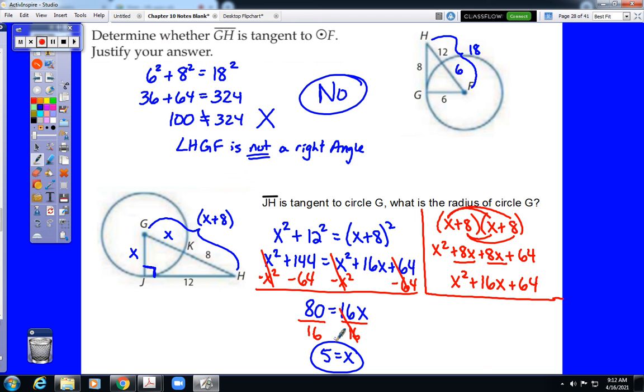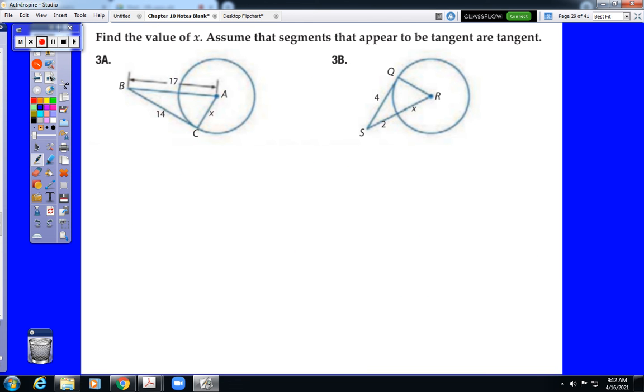Okay, so that leaves us with two more examples of this type of problem on the next page. I would like you to pause the video and try these two examples on the next page, then resume the video and see how you did.